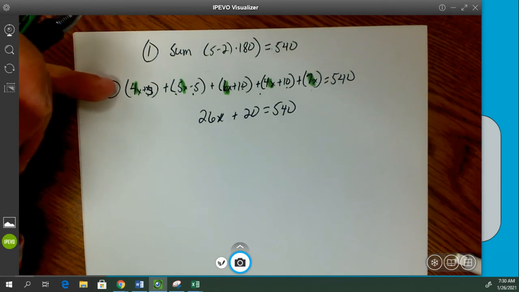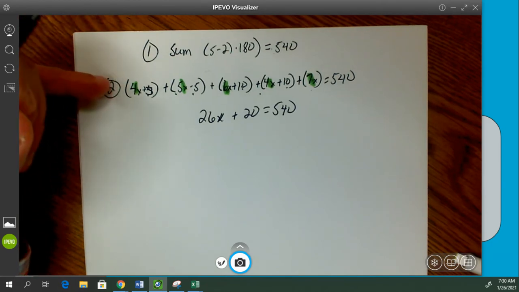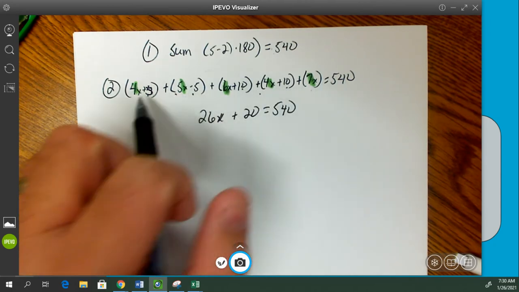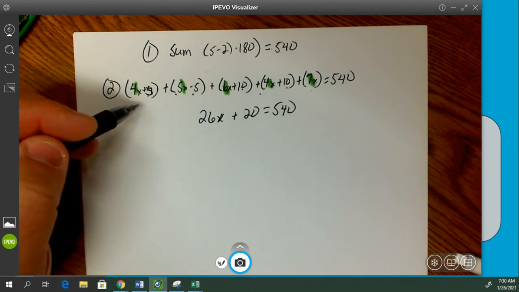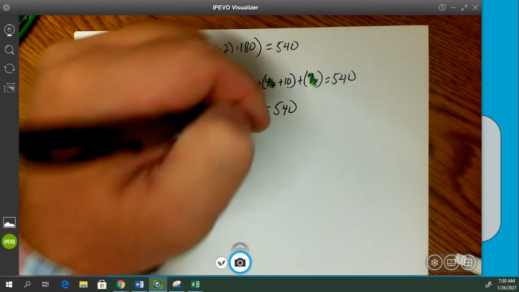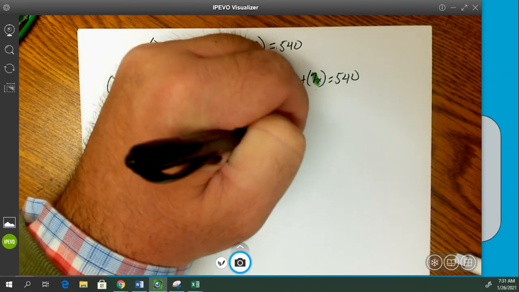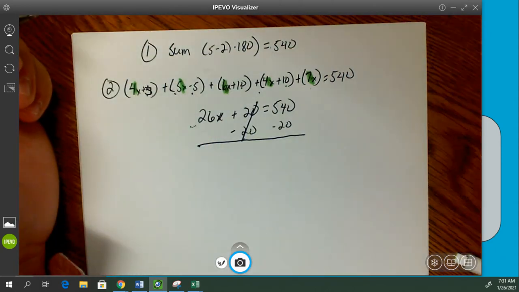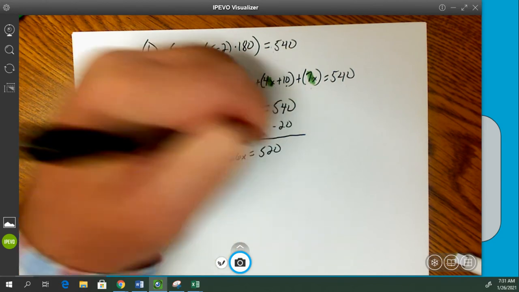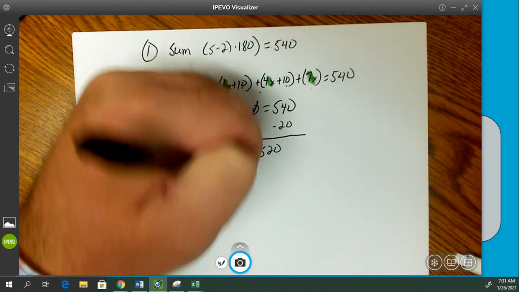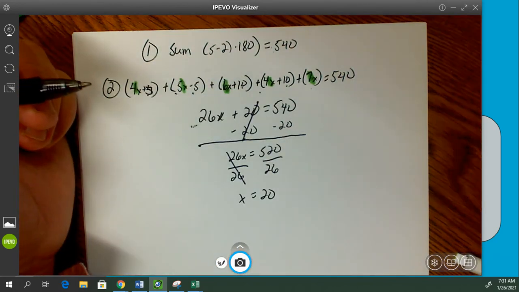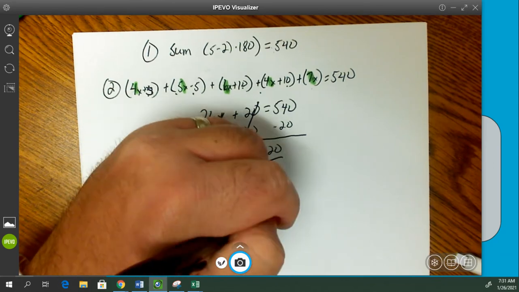So if you get the setup correct, I think that's the biggest thing. That's the hardest battle, making sure that you have the correct sum out here, making sure you have all the angles written down. If you do that, I feel pretty confident in your ability to solve this. So I'm going to subtract 20 from both sides. Okay. 26x equals 520. And then divide by 26. x equals 20. 520 divided by 26 is 20.